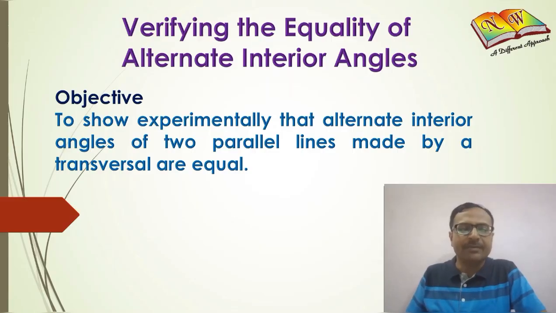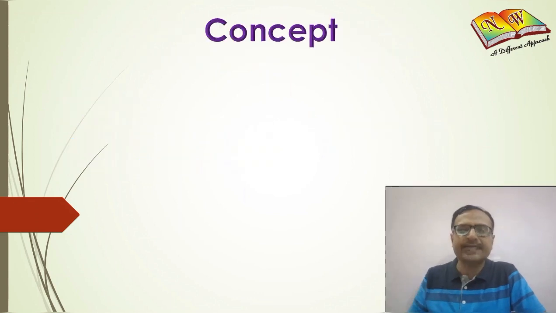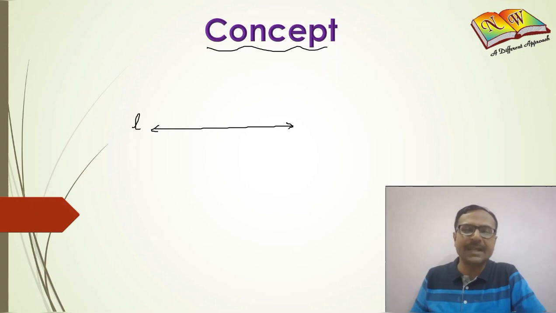The objective of this activity is to show experimentally that alternate interior angles formed by two parallel lines and a transversal are equal. Let's understand the concept of alternate interior angles. For understanding this concept, we have to draw two parallel lines. Let the first line be labeled as L and the second line labeled as M.